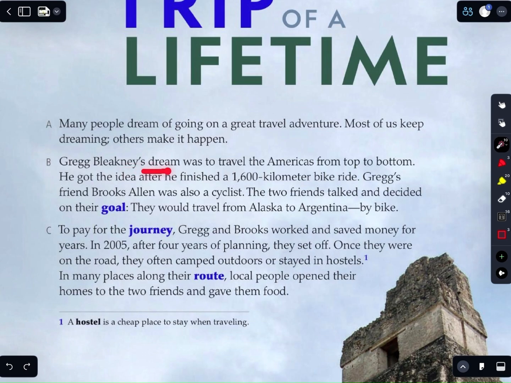Greg Bleakney's dream was to travel the Americas from top to bottom. He got the idea after he finished a 1,600 kilometer bike ride. Greg's friend Brooks Allen was also a cyclist. The two friends talked and decided on their goal. They would travel from Alaska to Argentina by bike. To pay for the journey, Greg and Brooks worked and saved money for years. In 2005, after 4 years of planning, they set off.